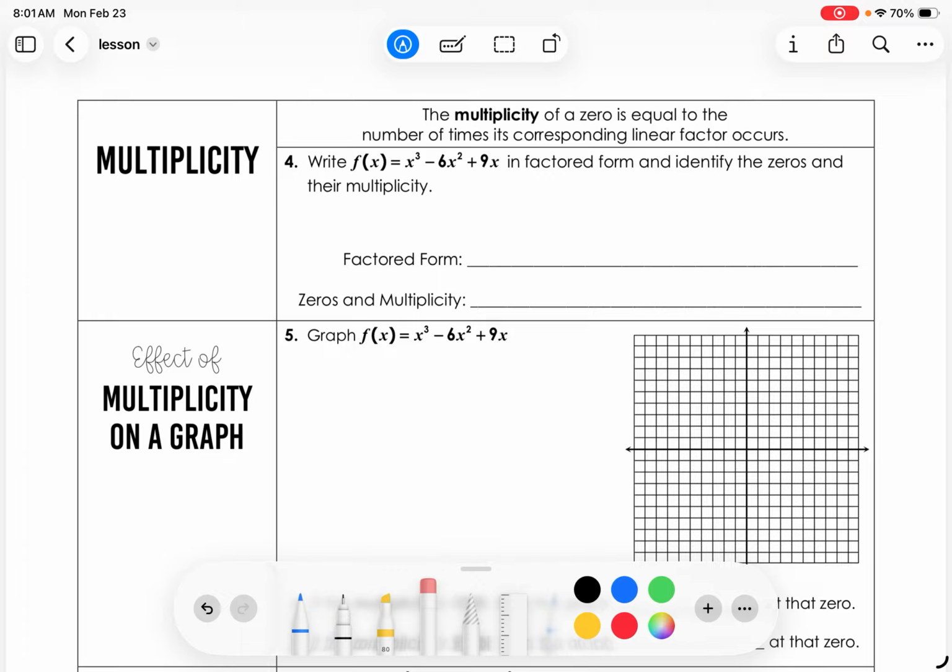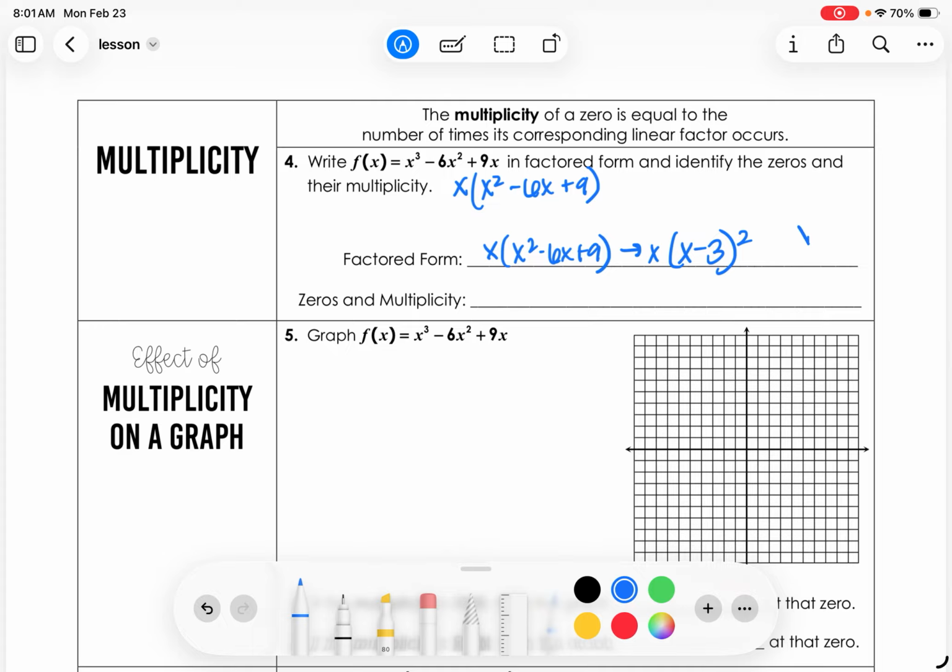Let's factor this out. If we take an x out of that, then we're left with x squared minus 6x plus 9. Okay, so that's our factored form. We can simplify that further though. x times (x minus 3) squared.